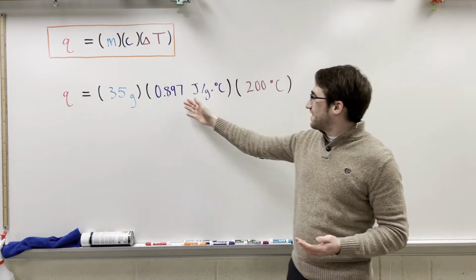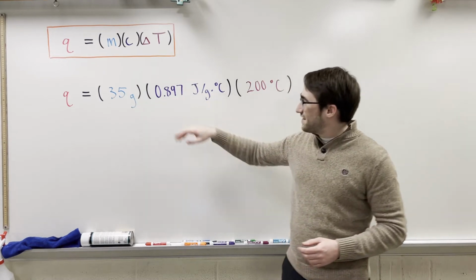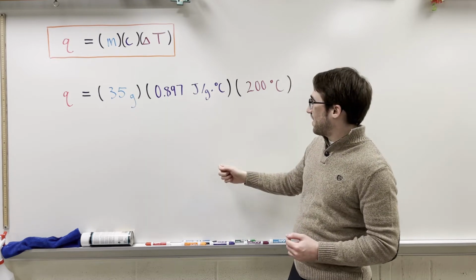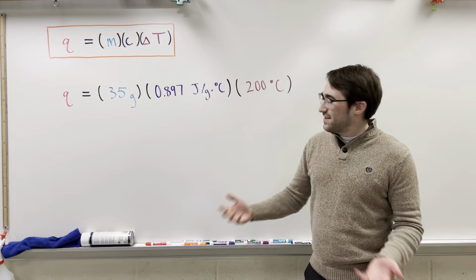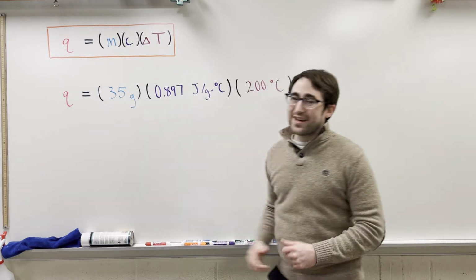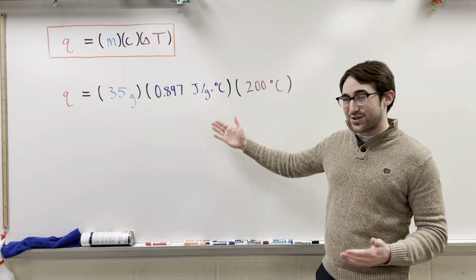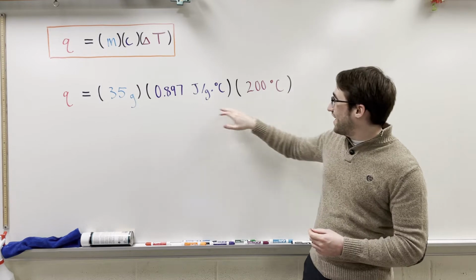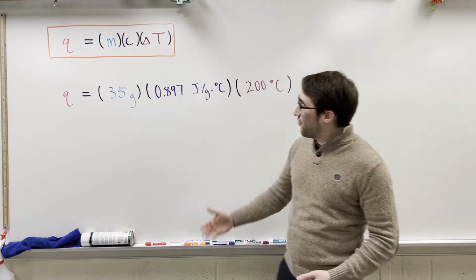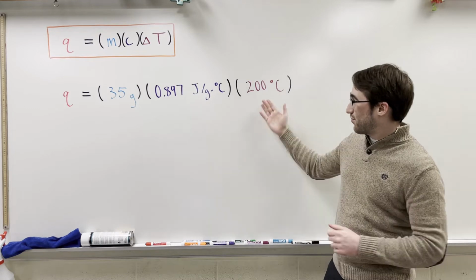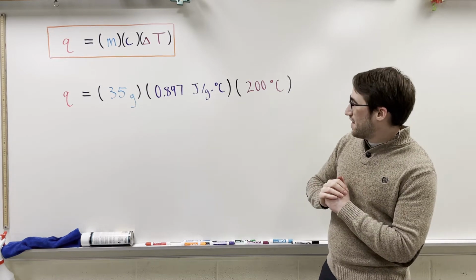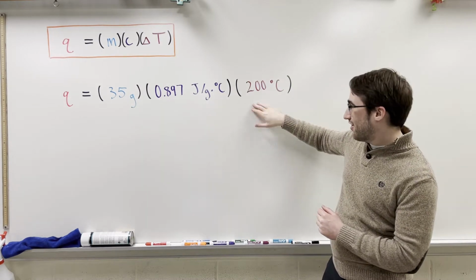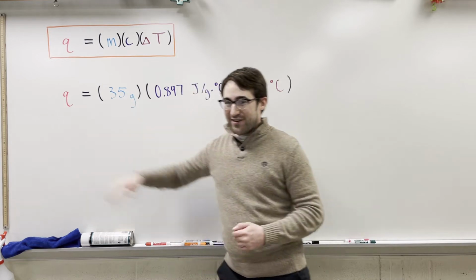So if my specific heat capacity usually tells me it takes 0.897 joules of heat to get 1 gram of aluminum to change its temperature by 1 degree Celsius, well, in this case, I'm not using 1 gram, I'm using 35. And I'm not changing its temperature by 1 degree Celsius, I'm changing it by 200. So putting these into my calculation will help me to figure out how much heat it actually takes for 35 grams of aluminum to change its temperature by 200 degrees Celsius. Okay, so if I just take my mass times my specific heat capacity times my change in temperature, I should get my answer in joules of heat.